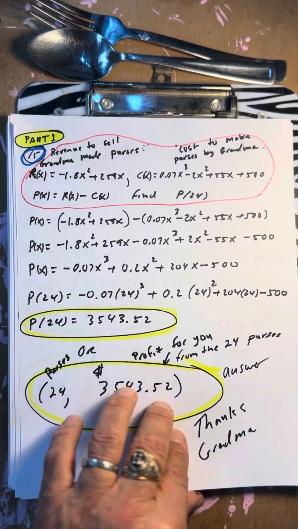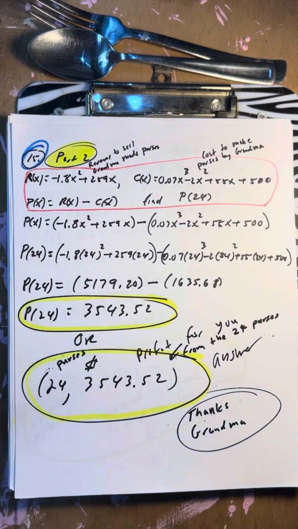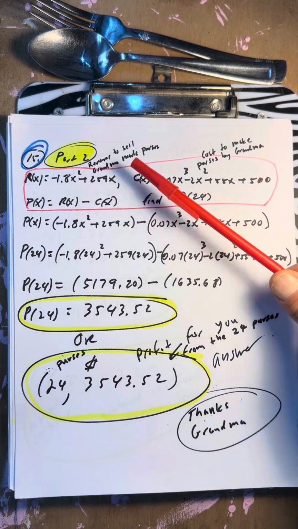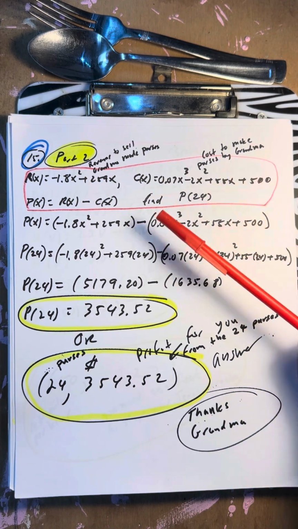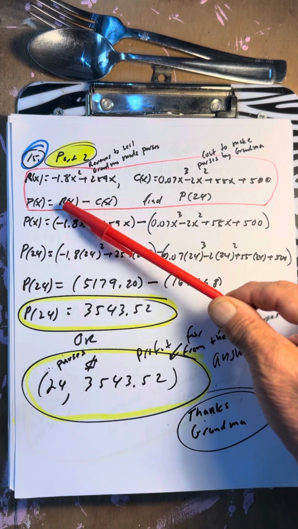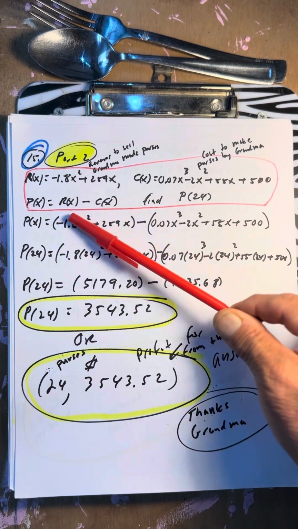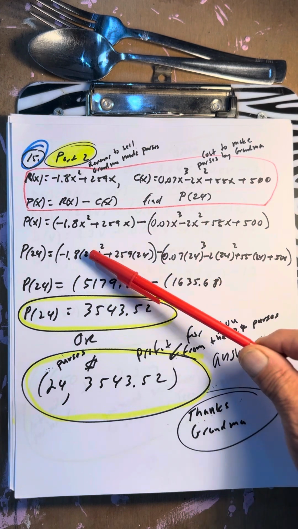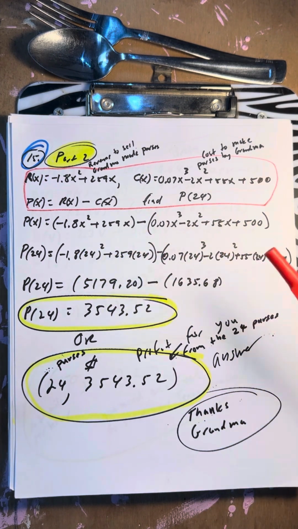Is there another way? Yeah, of course. Part 2. Same problem. Grandma makes the purses. She's going to charge you for them. And you sell them at whatever price you sell for. Now, R of x minus C of x. I'm going to leave it like this. I'm not going to do anything with that. Put the 24 here, here, there, there, there.